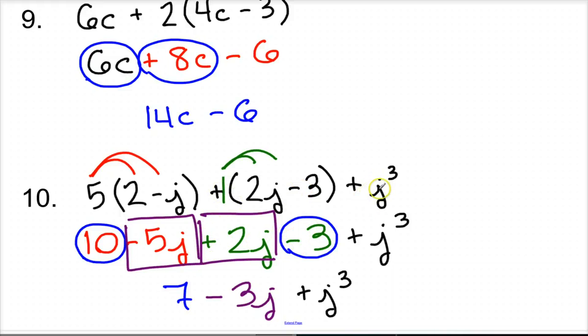And then you can just bring down your plus j cubed. When you combine your like terms, you have a 10 minus 3, which is positive 7. A negative 5j plus 2j is a negative 3j, and then that j cubed just gets brought down.